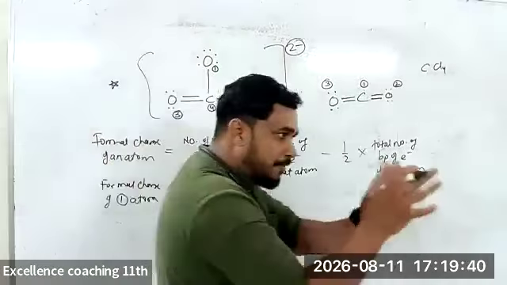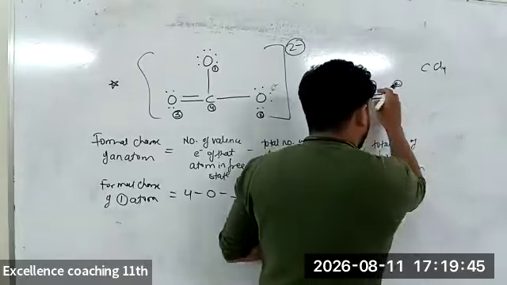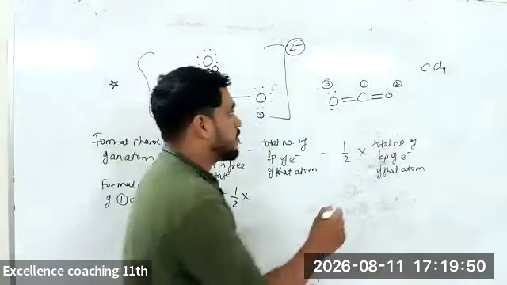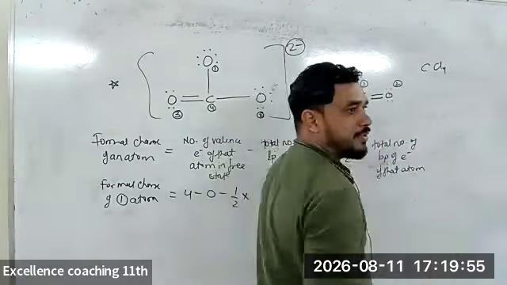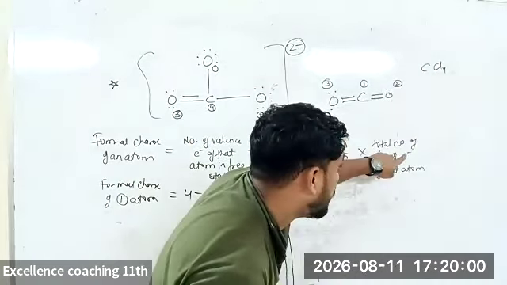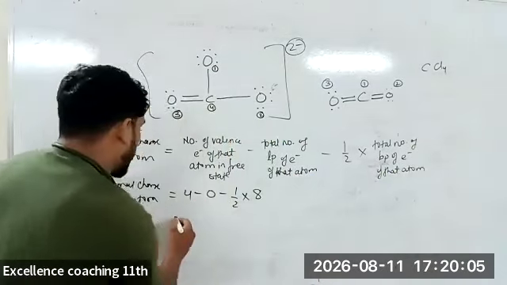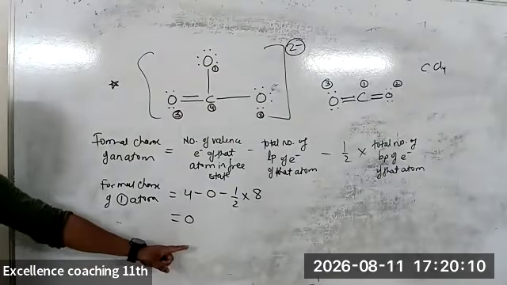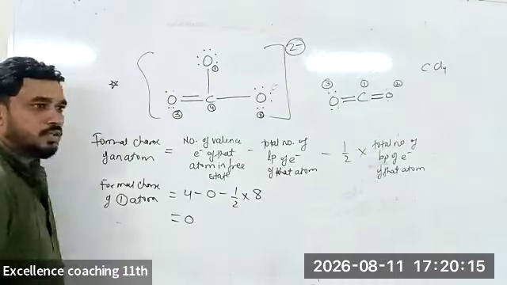See, bond pairs, if I say 1, 2, 3, 4. If I say bond pair of electrons, 1, 2, 3, 4, 5, 6, 7, 8. Are you getting what I mentioned here? Total number of bond pair of electrons. So what value will I write here? 8. Will I get 0 here? Yes or no? 4, 4 minus 4, 0.